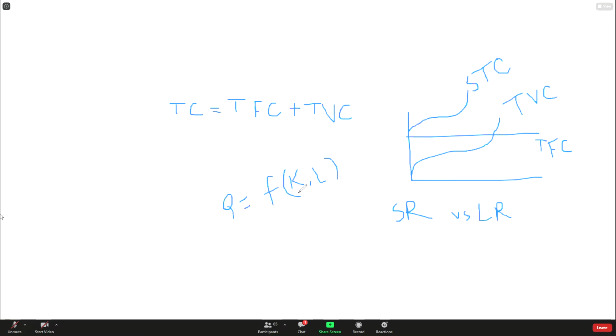So what I'm trying to say is that output is a function of capital and labor. It means to produce output, you need capital and you need labor. Okay, but I can also write this function in this way.